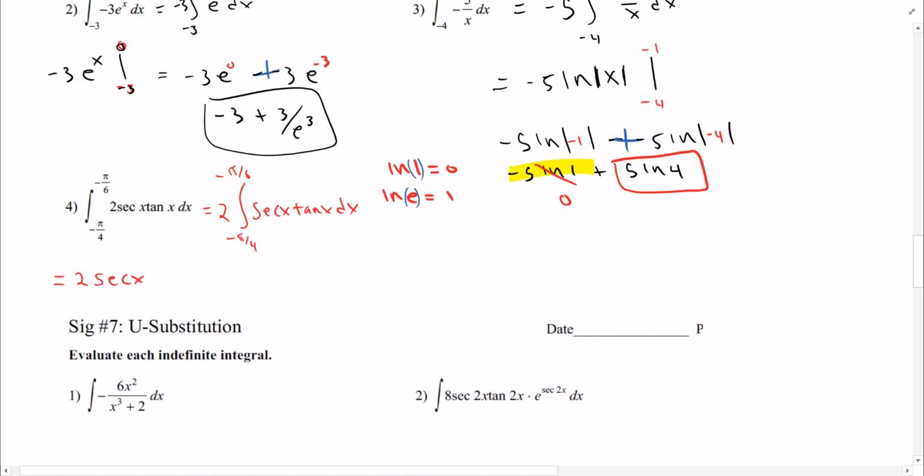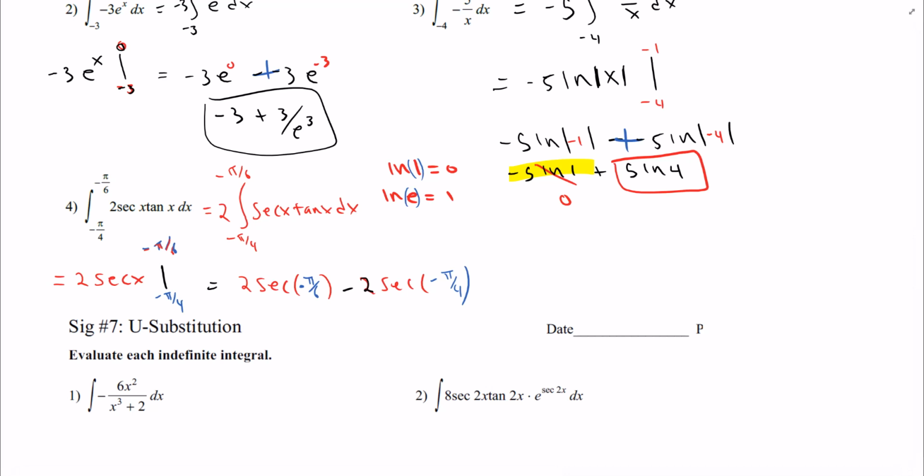And we're going to be evaluating this from -π/6 and -π/4 on the bottom. Should do that in a different color just so I can show the evaluation part. So this is going to become 2 secant of -π/6 minus 2 secant of -π/4. And yes, you can't leave it like this. You actually have to evaluate what is secant of -π/6.